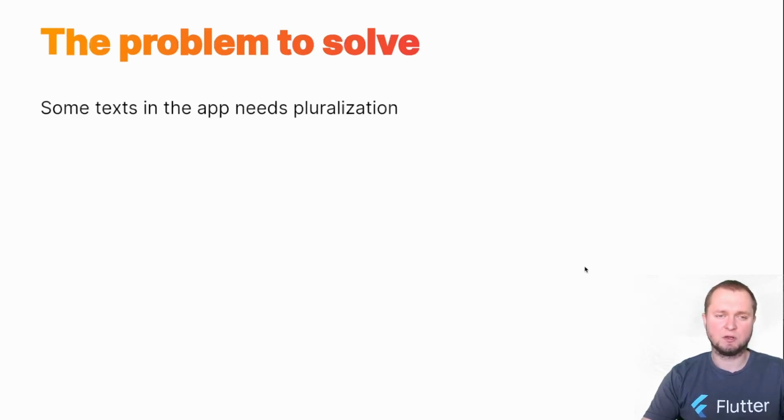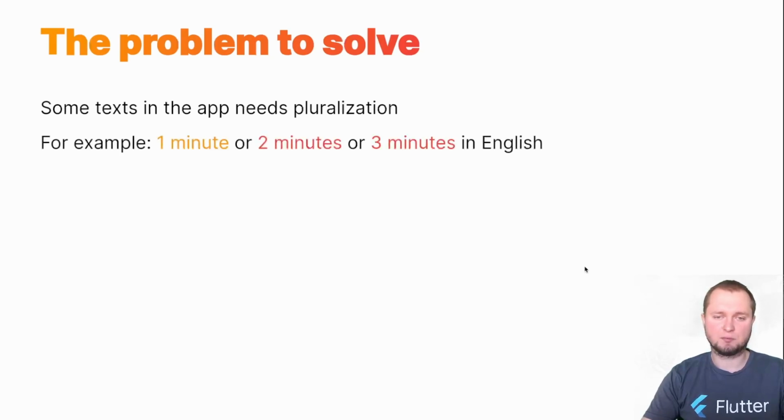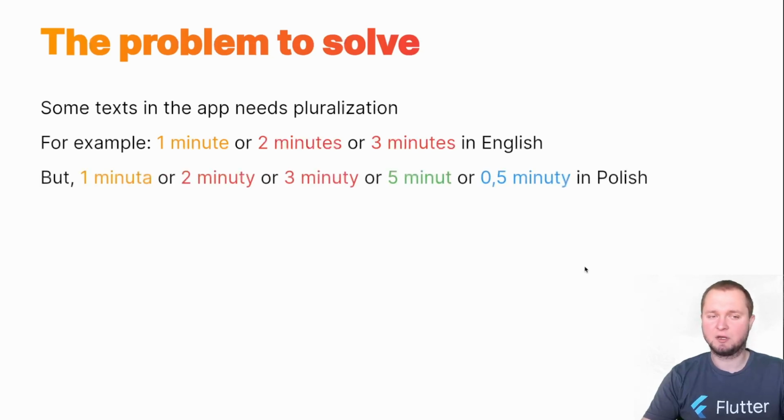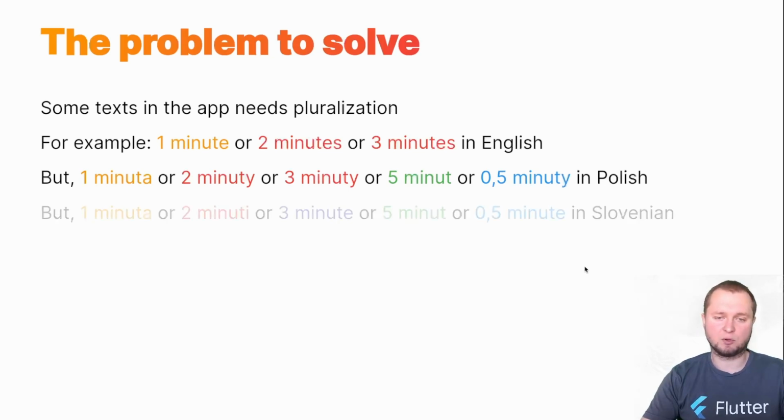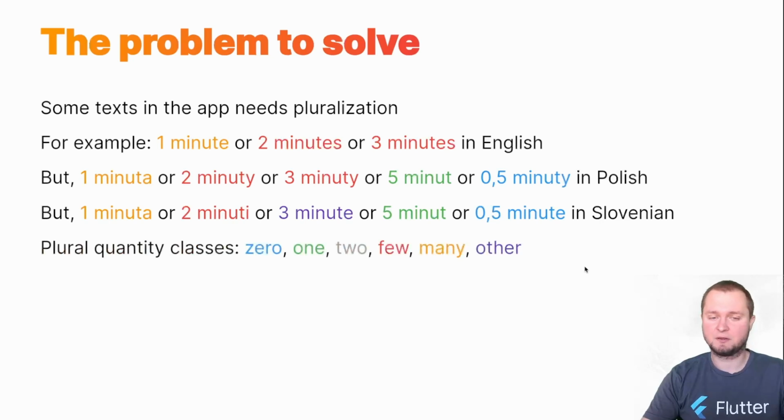What is this problem? Well, some text needs the pluralization. For example, in English we have 1 minute, but 2 and 3 minutes. We have a singular and plural forms. But in some languages we can have more than 2 forms. For example, 4 in Polish, 5 in Slovenian. In some languages like Arabic, even 6 of them. And those names are standardized. They're the same across all the technologies, for example, in native Android, in Flutter, and so on.